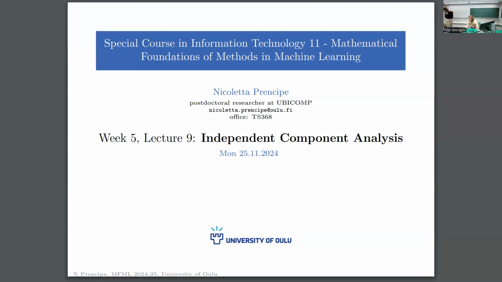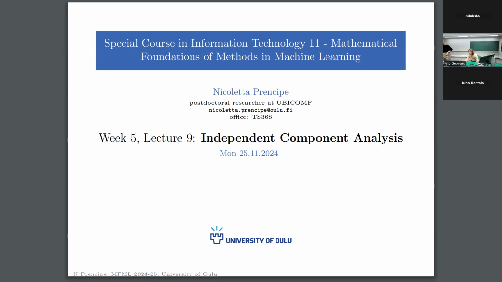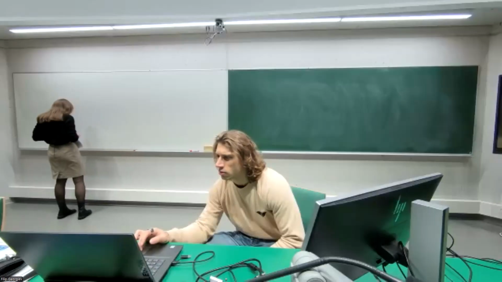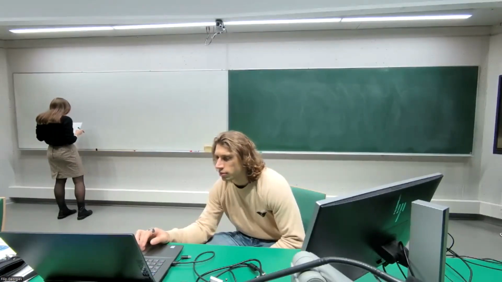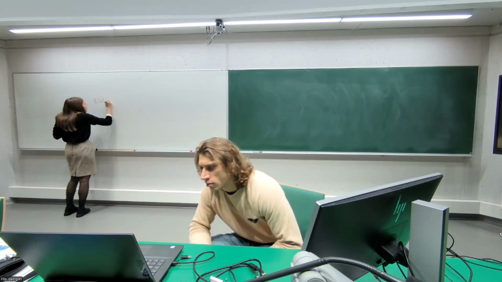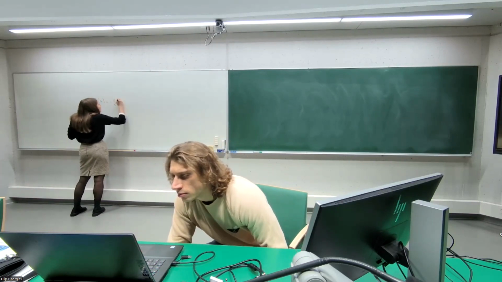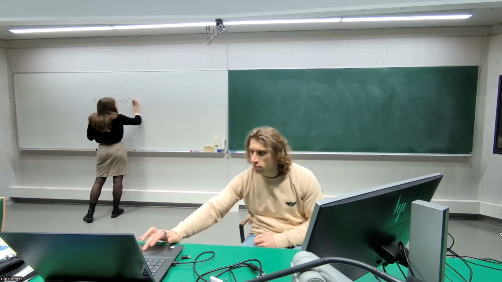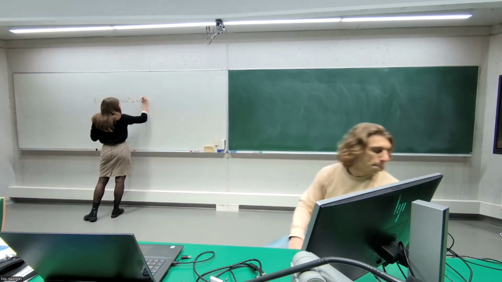I think we can start. So there was a typo in the lecture when I defined the energy of the Hopfield network. The energy of a Hopfield network is this, without the half.